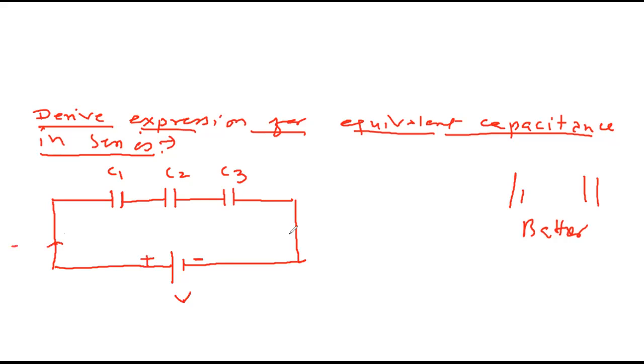supply constant current I. If current is constant, what about charge? Is it constant then? Charge is constant. So charge on each plate will be same, that is Q. So this is charge Q, charge Q, charge Q. Let V1, V2, V3 be the potential difference across C1, C2, C3 respectively. Please draw this diagram.